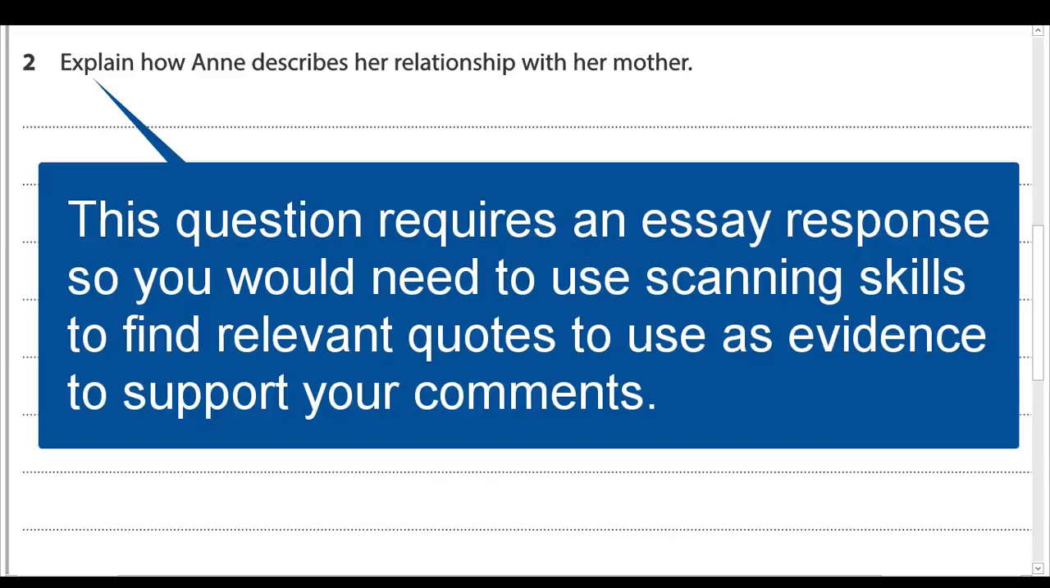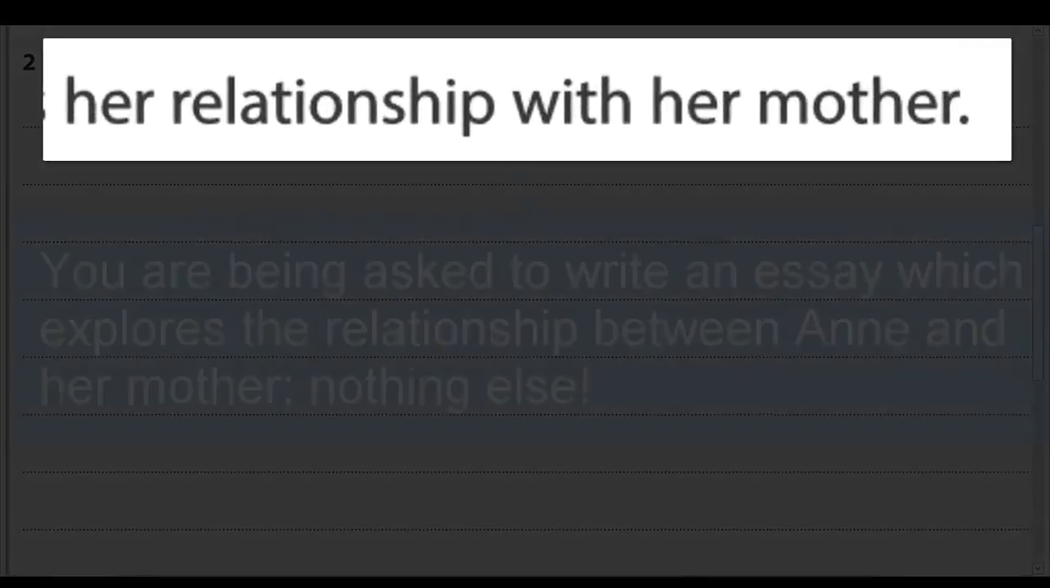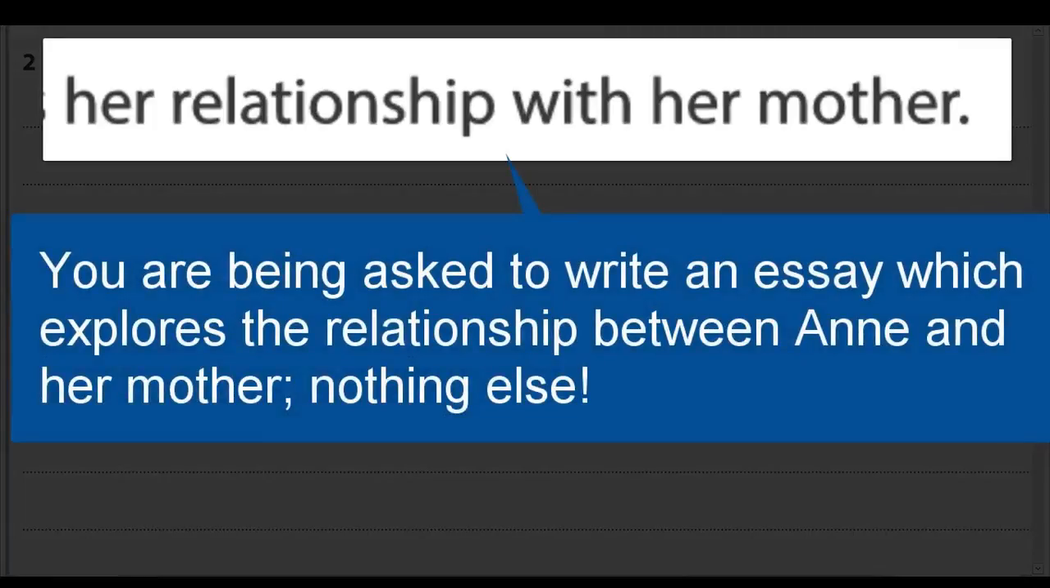So in a question like this, we're going to need to use scanning skills to look for the details about the relationship between Anne and her mother. Now here they're not directing us to any particular part of the text, so we're going to have to scan over the whole text. So let's go back now and look at how we would do that and look at just how quickly we can do that to get the relevant information. So we're looking for information about the relationship between Anne and her mother.